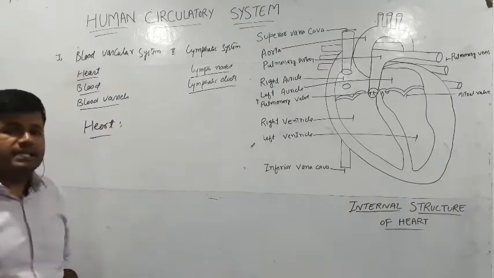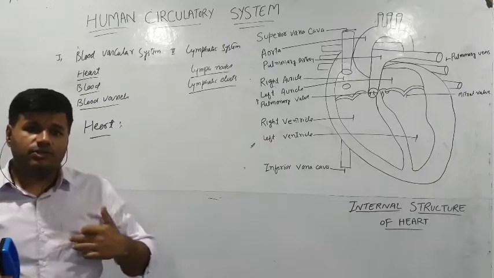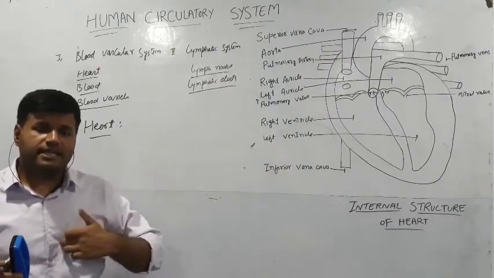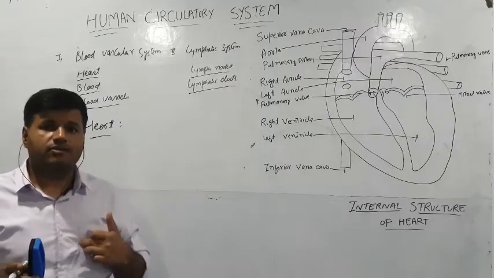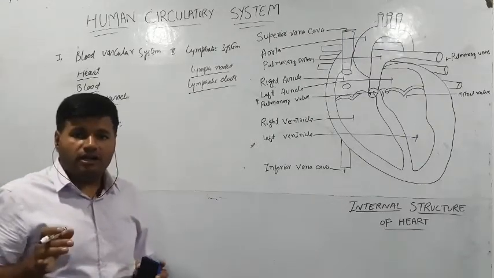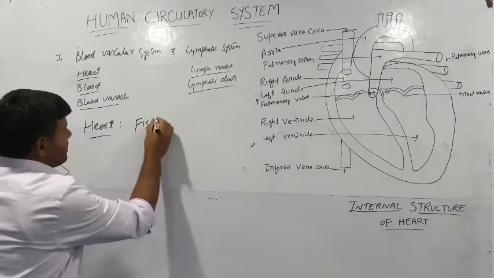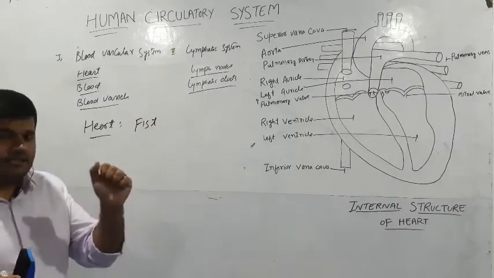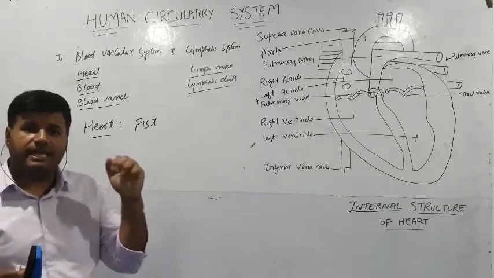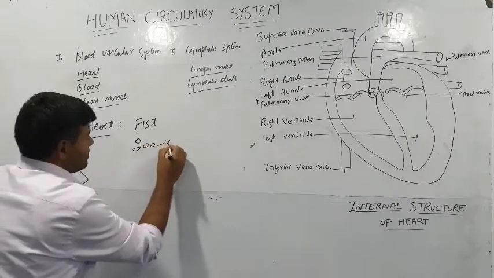Our heart is a muscular organ which is present in our thorax cavity, slightly towards the left side, in between our two lungs. The size of our heart is about the size of our fist, and its weight is between 200 to 425 grams.